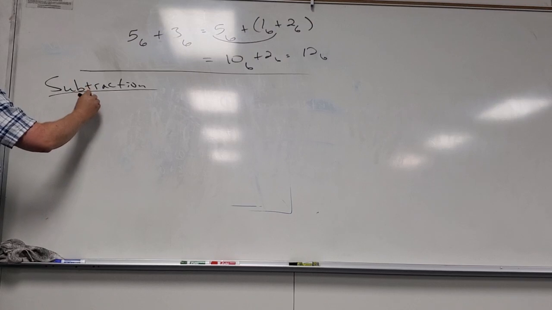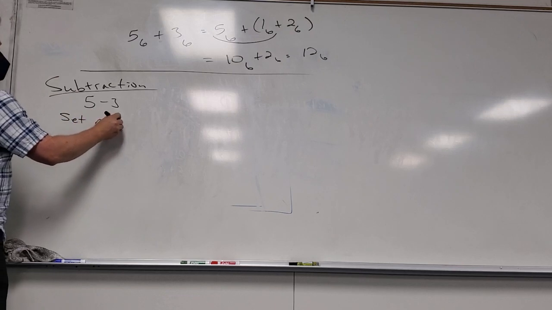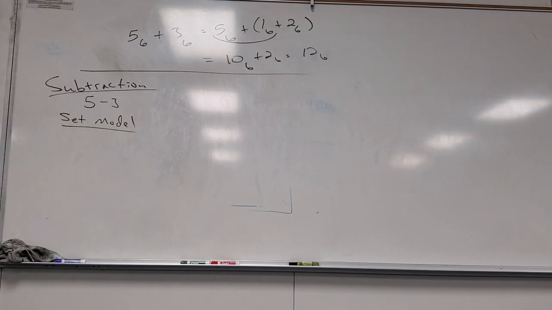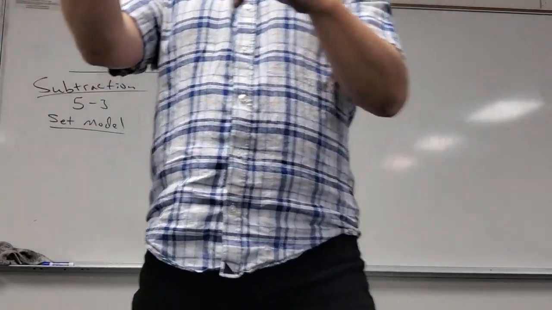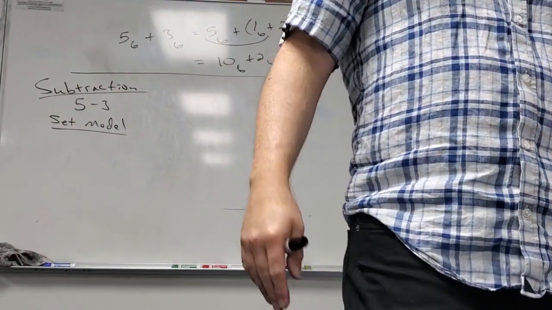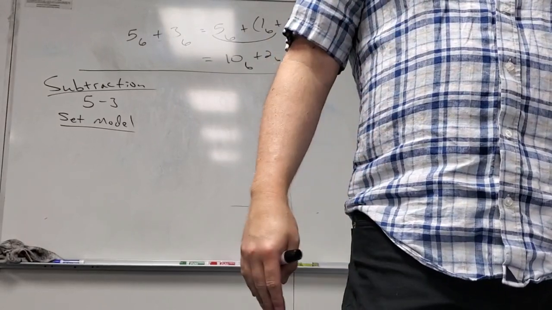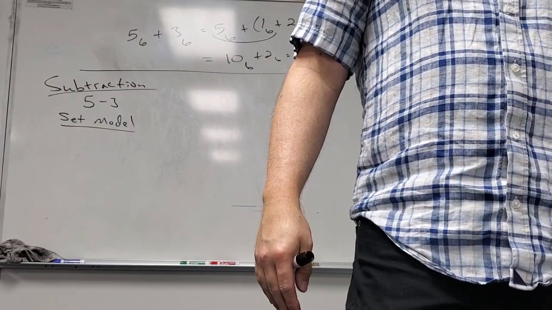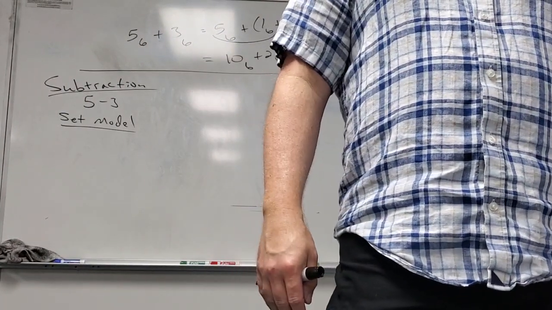If I wanted to do 5 minus 3, but I want to use the set model, how could you set up something that would represent 5 minus 3? And of course, what do young people normally call subtraction? There's a 2-word phrase. Give me a physical example of 5 minus 3. Take away. Mark has 5 marbles. Jack takes 3 away. How many does Mark have left?